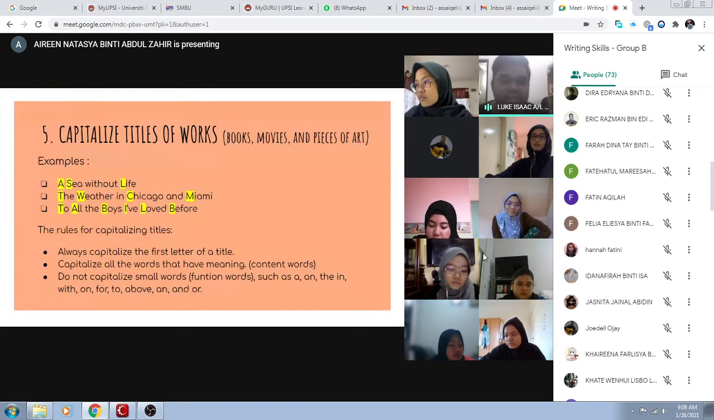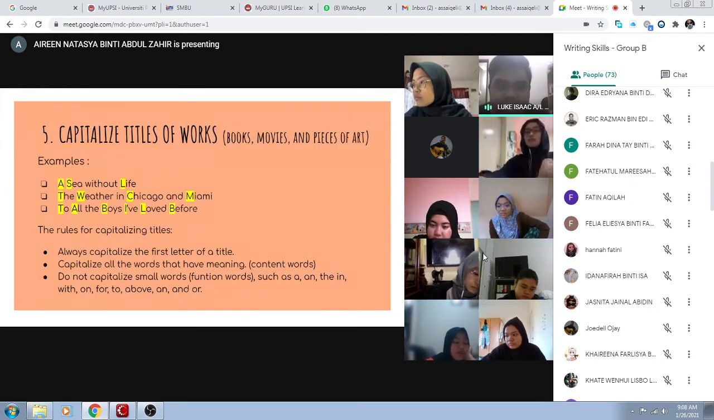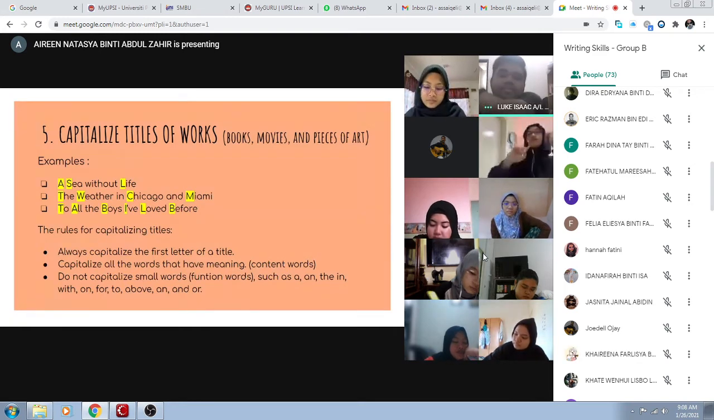So the first correction is the title, A Summary of A Tale of Two Cities. The A, S, and then the T in tale, and then Two, T, and C. The C in Cities should be capitalized. Brilliant. Next.